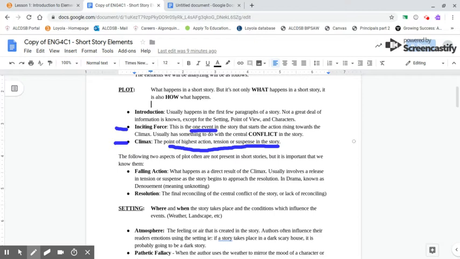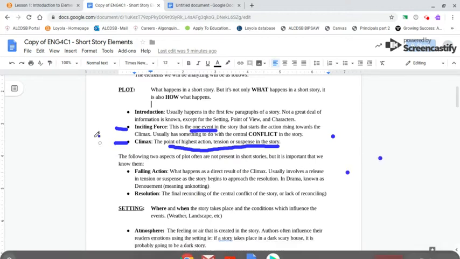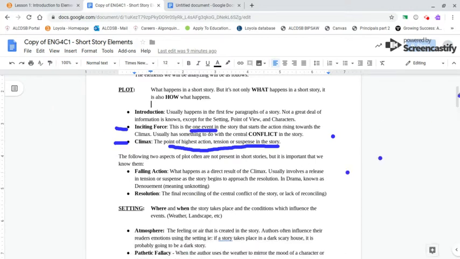Okay, so that's plot. If I go down to setting, for some reason I can't move my thing. Okay, maybe we'll just do plot for right now. I'll do setting later.